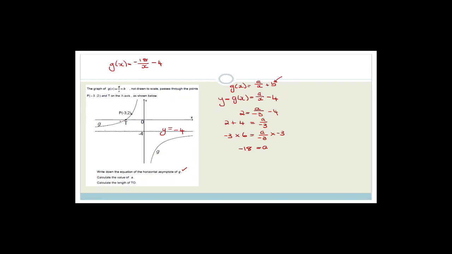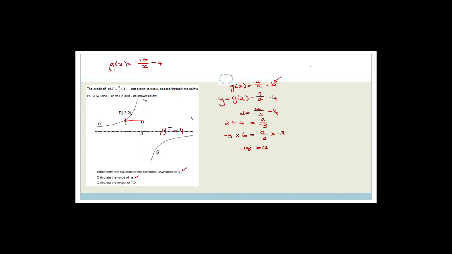Now, does this represent a negative hyperbola? Yes, it does. If it wasn't being shifted, it would be in the second quadrant and in the fourth quadrant only. So yes, that looks good. Now it says find the value of TO. So what are they really asking? They're asking you to find out where it cuts the x-axis. So to do that, what do we need to do? We need to let y equal naught. Okay, so let's do that.